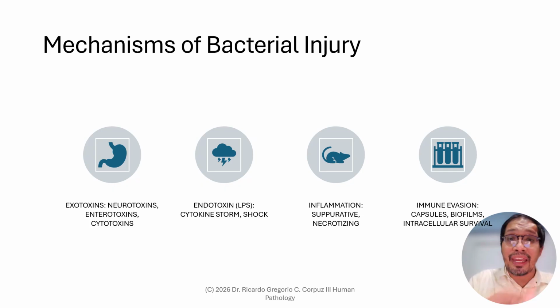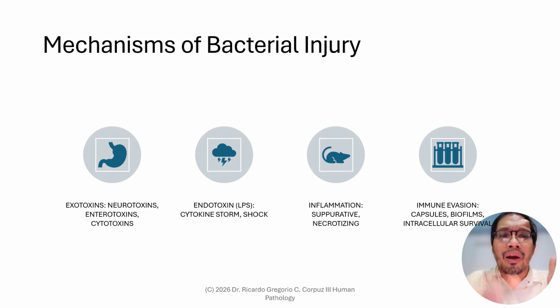Endotoxin, LPS, the driver of systemic inflammation and shock. Endotoxin is a component of the outer membrane of gram-negative bacteria. When released, LPS triggers massive cytokine release, TNF and IL-1, which cause fever, hypotension, disseminated intravascular coagulation, and septic shock. This is why gram-negative sepsis can deteriorate quickly. The host inflammatory response becomes overwhelming and damaging.